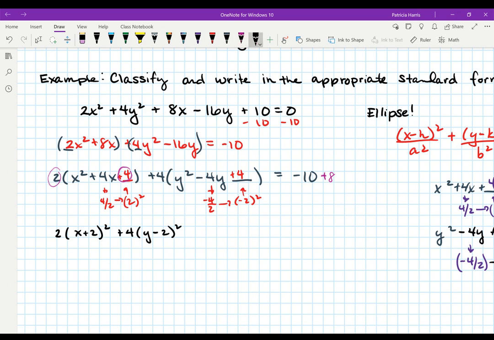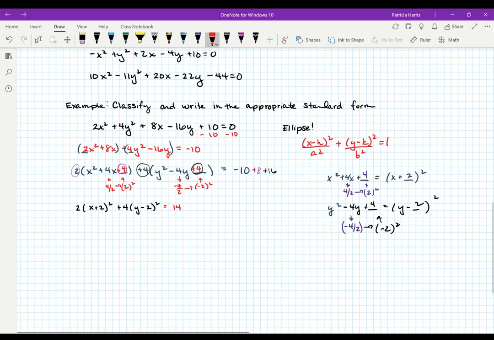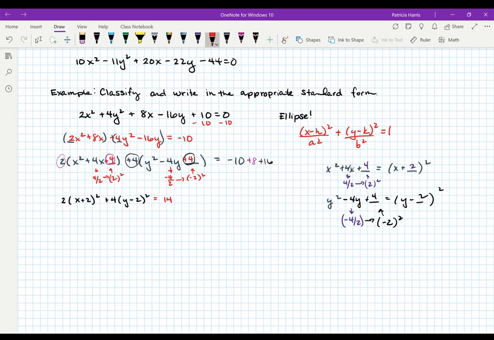Then for this one, what did you add? Well, you didn't just add 4. You added 4 times 4, which is 16. Okay, we have to keep everything in balance. If you change the equation on one side, you have to do the same change on the other side of the equals. Okay, so now if I simplify that, 8 and 16 is 24, minus 10 is 14. So are we getting closer? Getting closer, getting closer. The biggest thing is it's equal to 1. So now we're going to divide everything by 14.